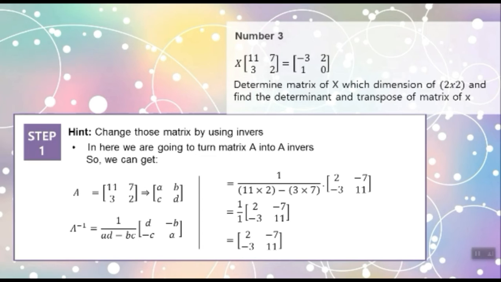With the formula, A inverse equals 1 divided by (ad minus bc) times adjoint A, where adjoint A is the matrix [d, minus b; minus c, a]. So we get A inverse is 1 divided by 1 times the matrix [2, minus 7; minus 3, 11], which is the matrix [2, minus 7; minus 3, 11].